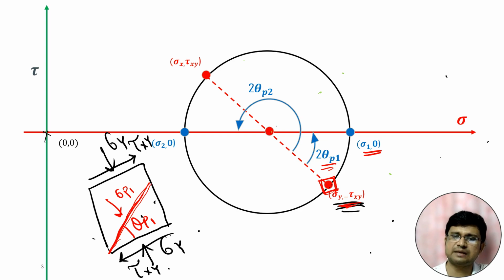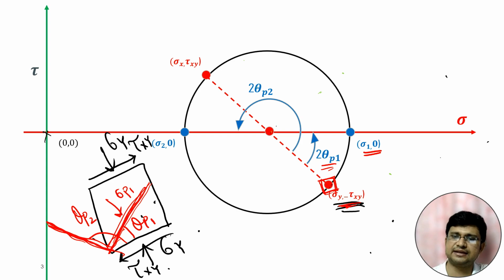And theta p2 is for the minor principal stress. That means this will be the plane with the angle theta p2. Over this particular plane, we will get the minor principal stress. Over this particular plane, we will get the major principal stress. Over this particular plane, we will get the minor principal stress.